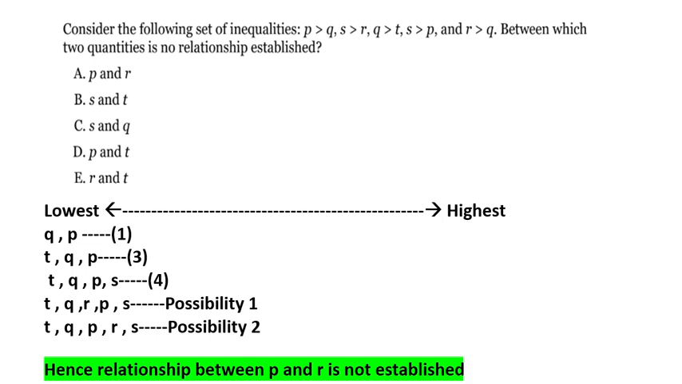So as long as we don't know the relationship between R and P, we cannot establish this in ascending to descending order. So here the answer to the question is option A, P and R, because that is the relationship which has not been established.